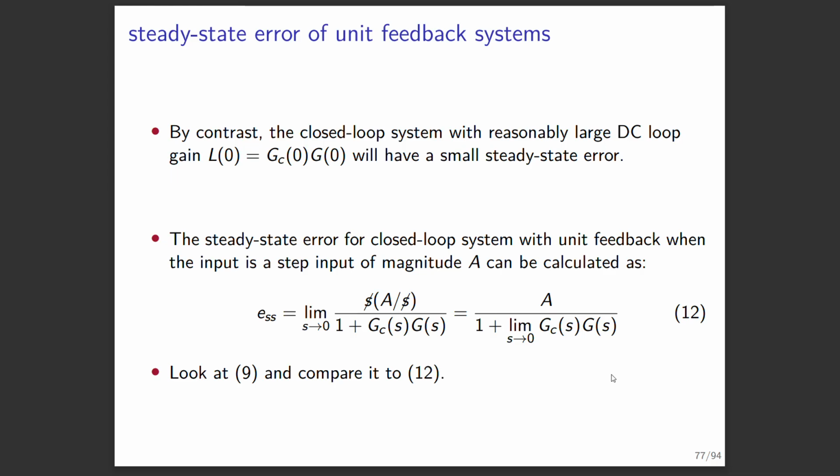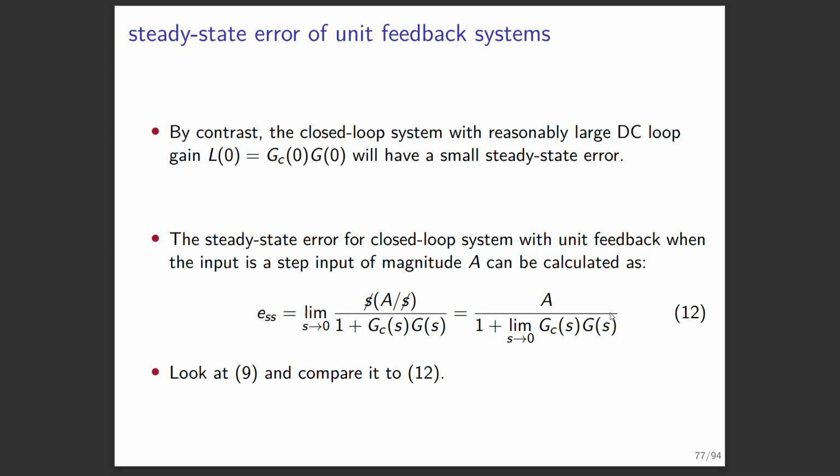So the steady-state error of a system with unit feedback, when the input is a step with magnitude of capital A, can be found from equation 12. And I want this to be 0. I want the steady-state error to be 0. I want my system to be able to perfectly follow the inputs. Okay, how is that possible? How can equation 12 be 0?